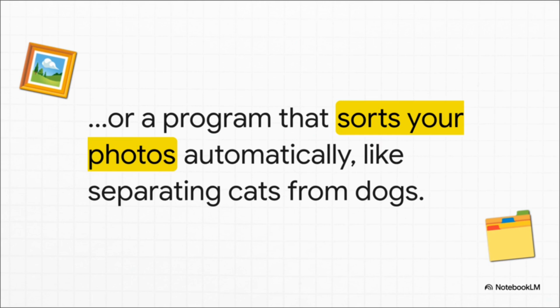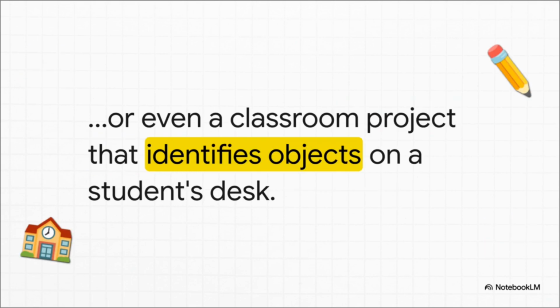Or what about this? You could train a model to automatically sort your photos. I mean, think about it. You could feed it all your vacation pictures, and it could learn to automatically put all the beach photos in one folder and all the city photos in another. Honestly, the possibilities here are kinda endless.